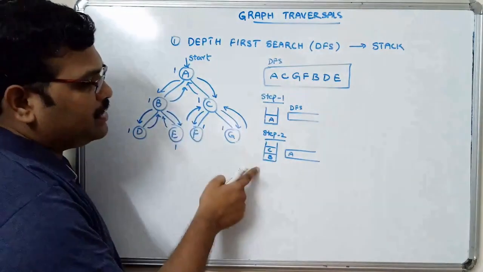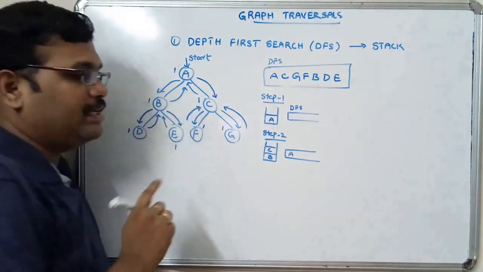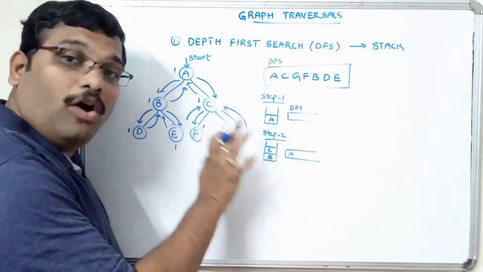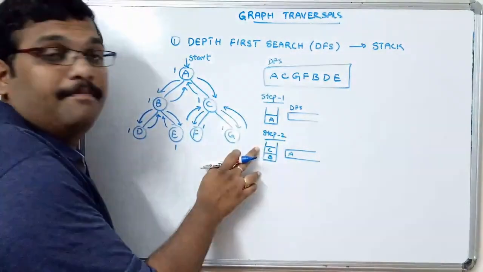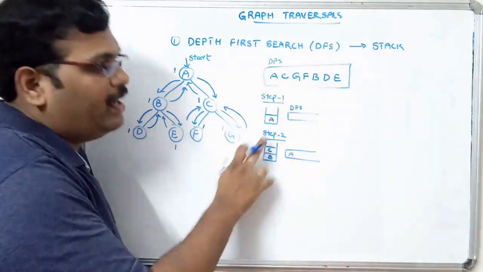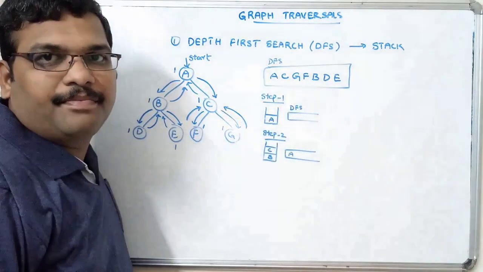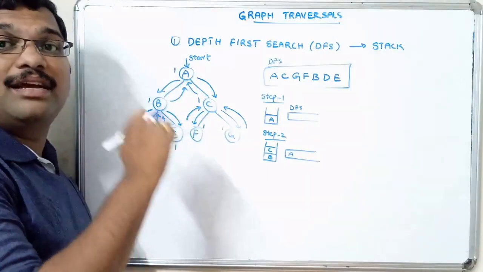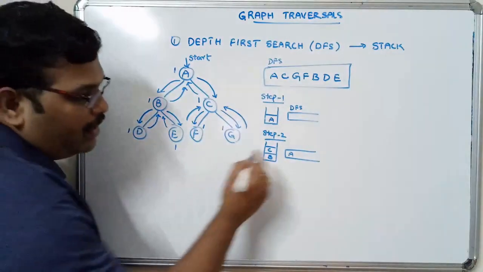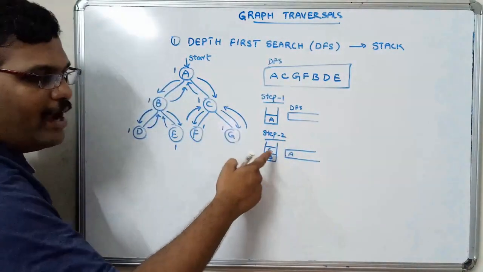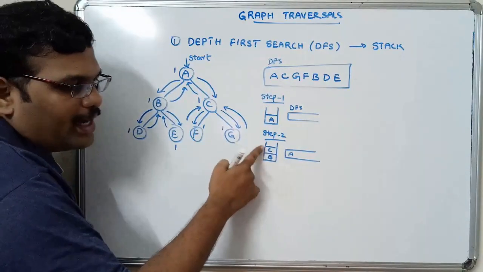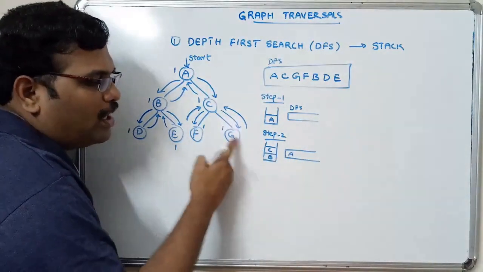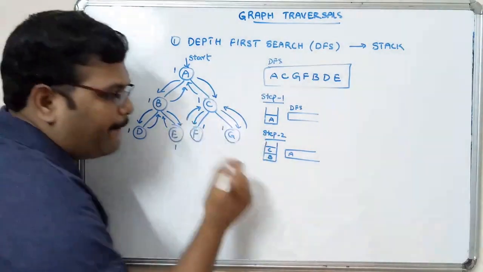So what are the adjacent nodes of A? B and C. So we can first push B and then C, or we can push C and B. So if you push C and B, the output will be different. Both are adjacent nodes, so we can visit any node. So next step, we have to pop the C, since C was pushed last, and push the adjacent nodes of C onto the stack.